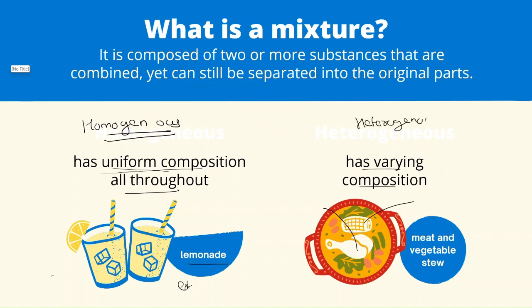Heterogeneous mixture. Understood? So what is a mixture? Mixture is homogeneous and heterogeneous. Homogeneous is something having a uniform composition. Heterogeneous is something having different compositions which can be filtered out. This cannot be filtered, this can be filtered.